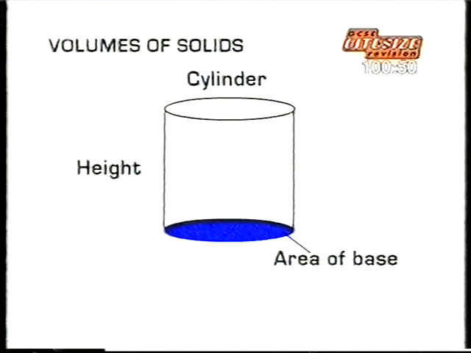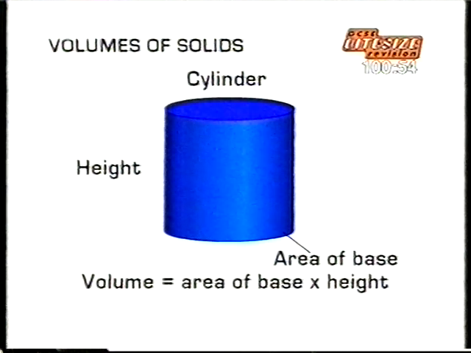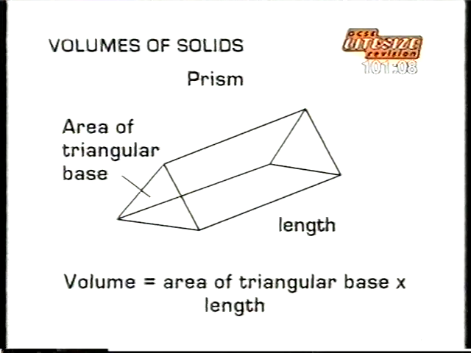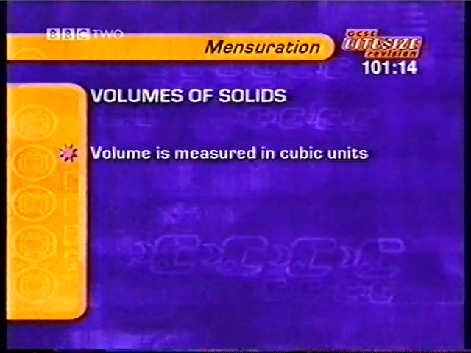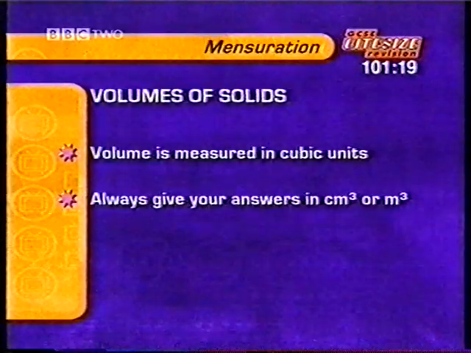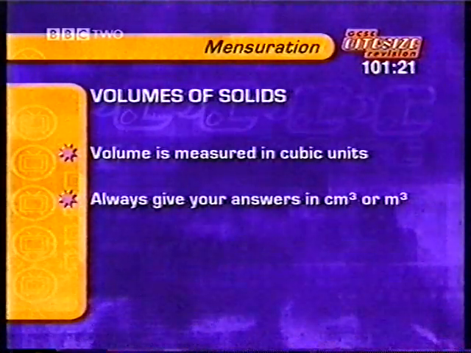A cylinder has a circular base with an area pi r squared. So the volume V equals the area of the base times the height. That's pi r squared times H. In a similar way, the volume of a triangular prism can be worked out by using the formula volume equals the area of the triangular base times the length. Remember, volume is measured in cubic units, so always give your answers in cubic centimetres or cubic metres, etc.